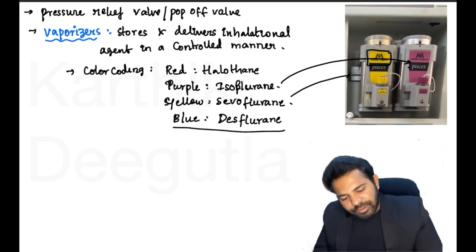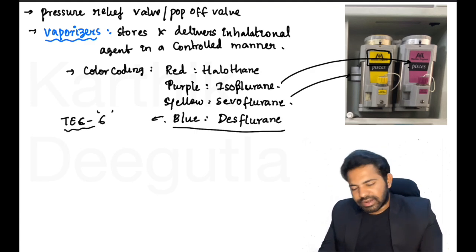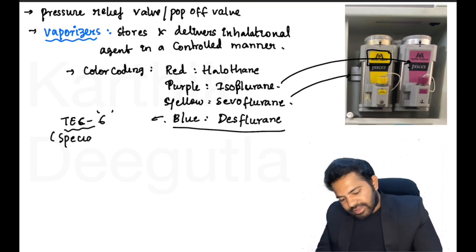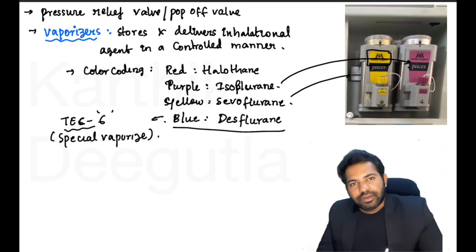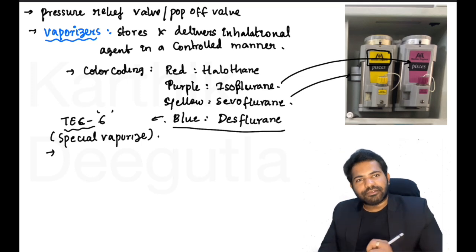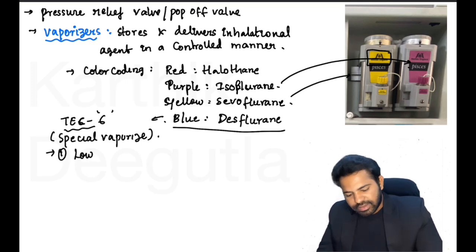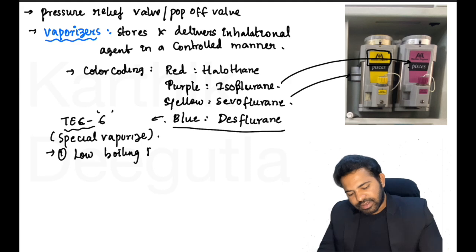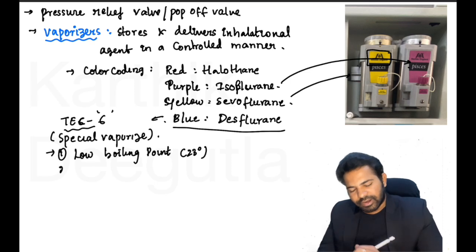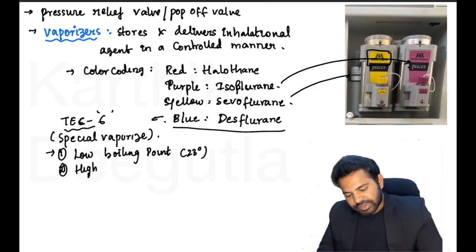There is a single point you need to know about desflurane. Desflurane is special. It requires a special vaporizer which is known as the TEC 6 vaporizer. Desflurane requires the TEC 6 vaporizer. It is a special vaporizer. Why does desflurane require a special vaporizer? Two points. The first thing is it has a very low boiling point. It can boil even at room temperature. So low boiling point, 23 degrees. Then it has a high vapor pressure.